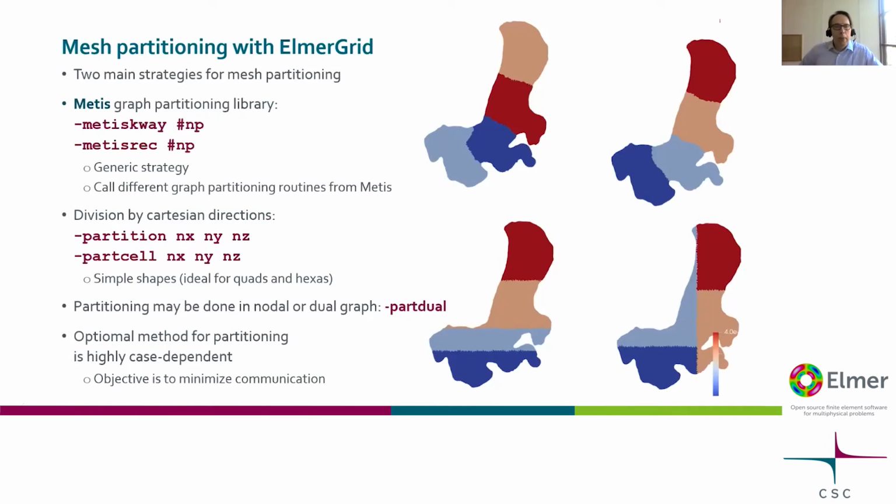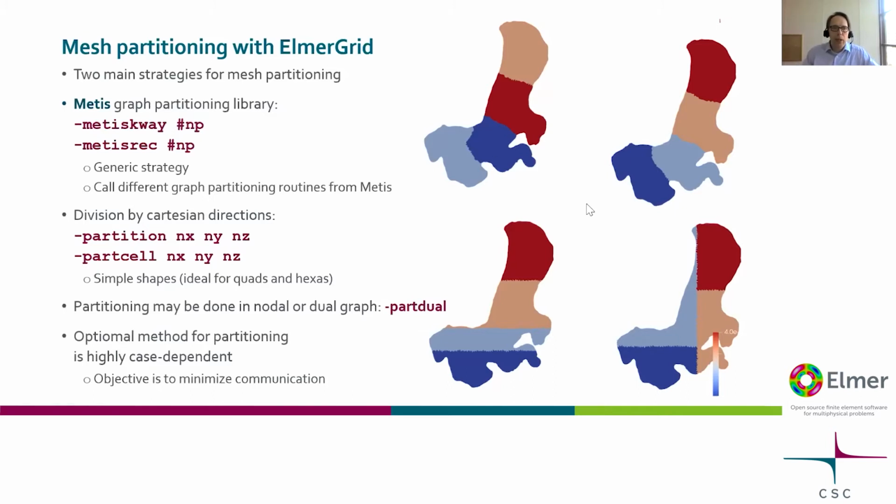Here are some examples about partitioning. Partitioning is typically done using ElmerGrid. It's the annoying program that you start to manipulate the mesh with prior to starting your simulation. You can also access this, I think, via Elmer GUI, but typically you do it on the command line, especially if you are working on a supercomputer.